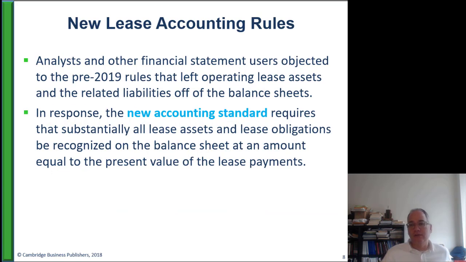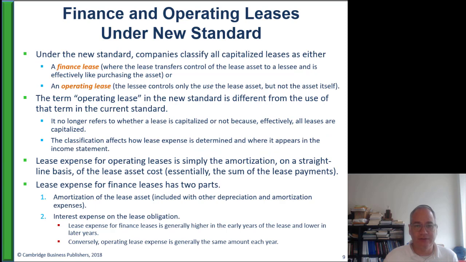The new rule changes this around, and it's going to force companies to put all leases on their balance sheet, regardless of whether they're classified as operating or financing leases, or capital leases, I should say. So they renamed the capital lease as what they call a finance lease.